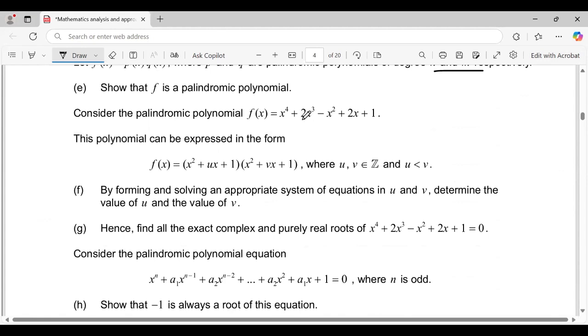Consider the palindromic polynomial f(x) equal x to the power 4 plus 2x cubed plus x minus x squared plus 2x plus 1. This polynomial can be expressed in the form shown. By forming and solving an appropriate system of equations in u and phi, determine the value of u and the value of phi.